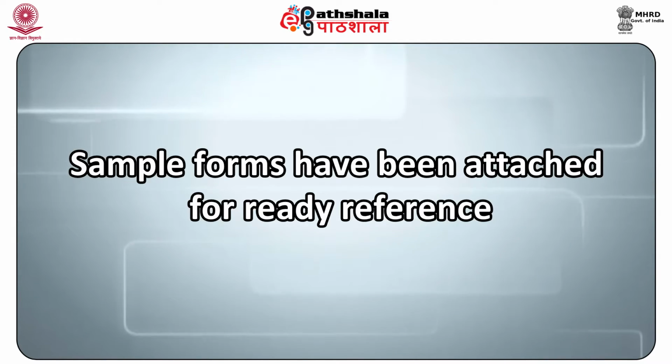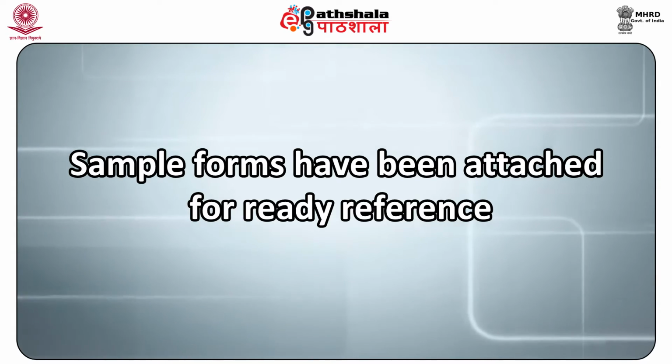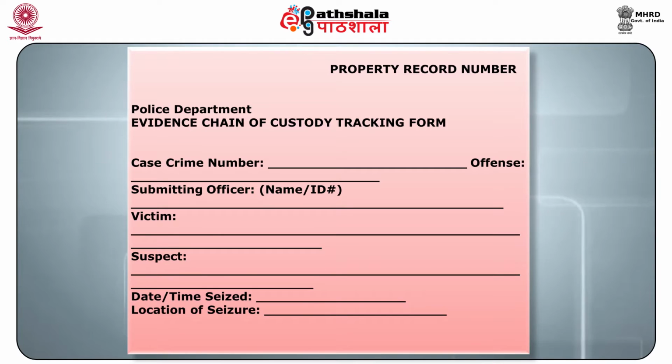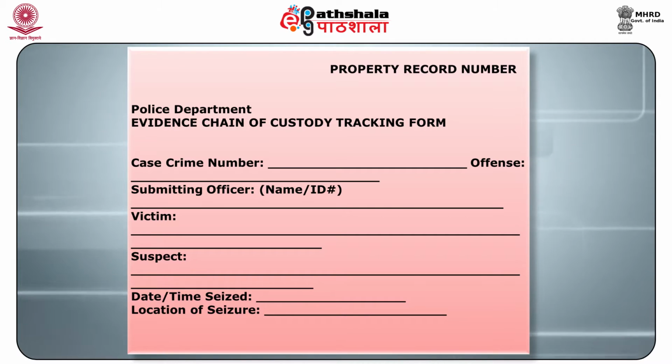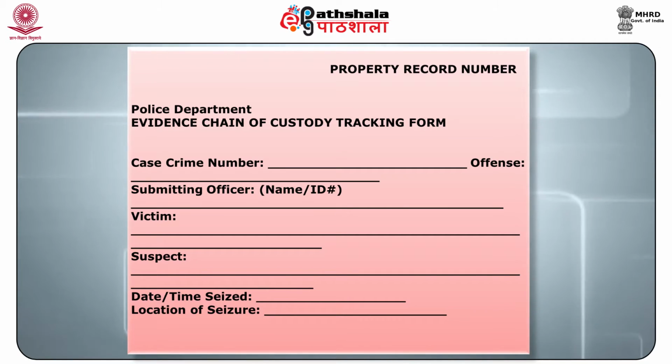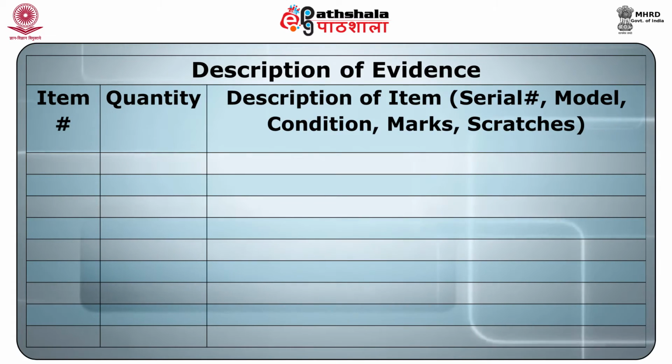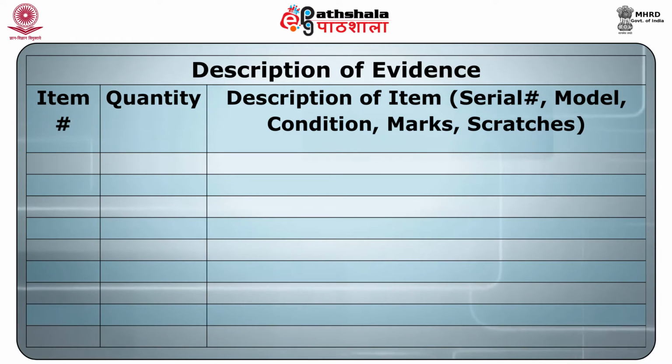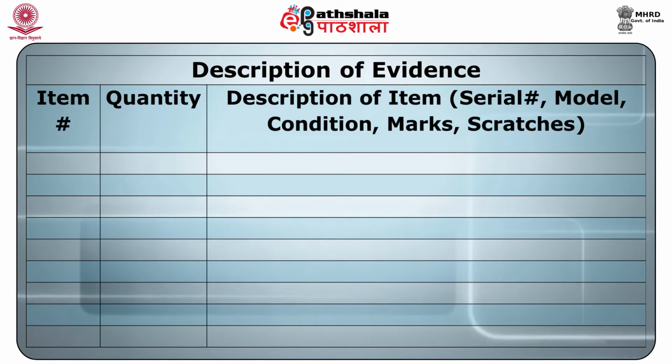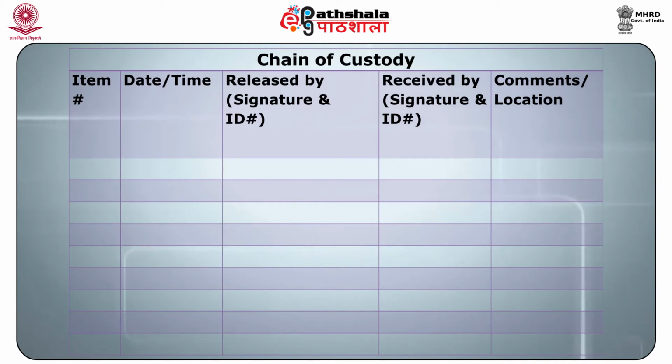Now, there is a sample form which has been attached for ready reference. In this, the police evidence chain of custody tracking form is there. In this, you can see the case number, offenses, submission officer name, victim, suspect, date and time seized, location of seizure. Now, you can see the description of evidence form. In this, the first block is item, the second block is quantity, and the third block is description of items like serial number, model, condition, marks, scratches.